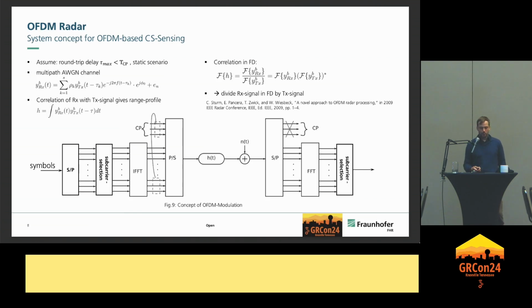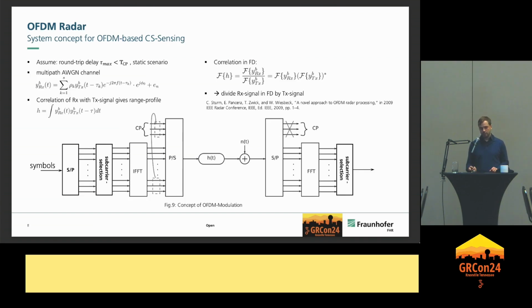So the OFDM system is very simple. You have an input stream of symbols, you parallelize them, and then you allocate them to the selected subcarriers you want to use. Then you do the IFFT across those subcarriers, and you get your time domain signal. You add a cyclic prefix to this and serialize the signal and send it out into the channel where it's then prone to multipath and noise, and you receive it back at your RX.